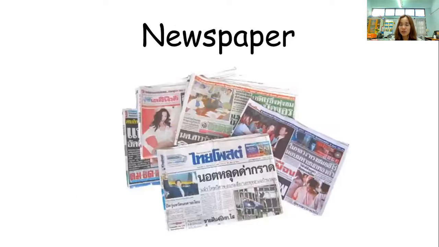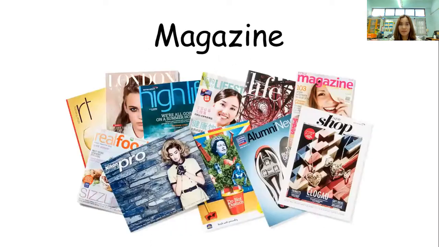Magazine and newspaper, what are their difference? Newspaper is ordinary paper. You can also see news, but magazine is more attractive, right? It is more attractive, thick and colorful.